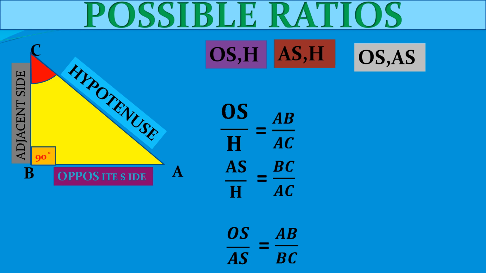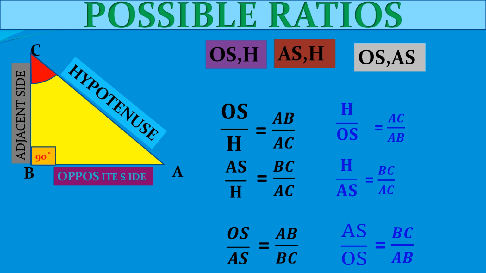Now if you write the reciprocal of all these three, what is the meaning of reciprocal? Numerator as denominator and denominator as numerator. The first reciprocal is hypotenuse by opposite side, which is AC by AB. The second reciprocal is hypotenuse by adjacent side, which is AC by BC. And this one is adjacent side by opposite side, which is BC by AB. So by using these three pairs we make 6 ratios.